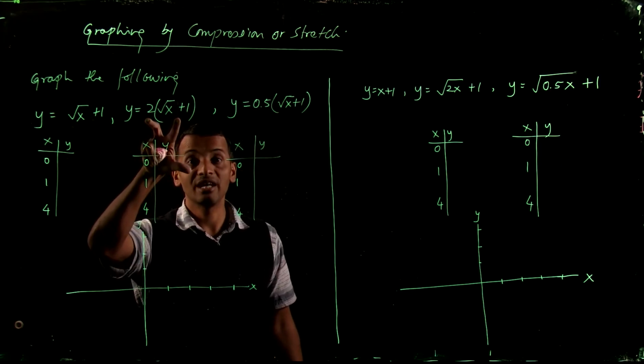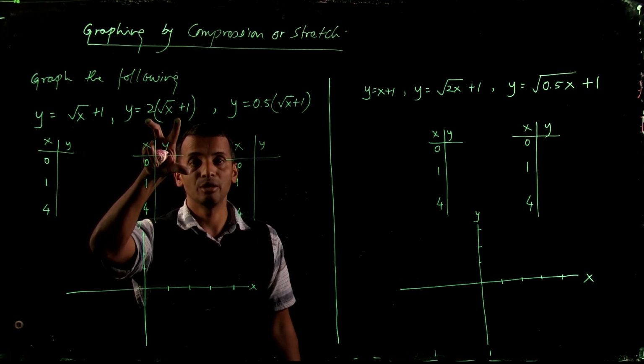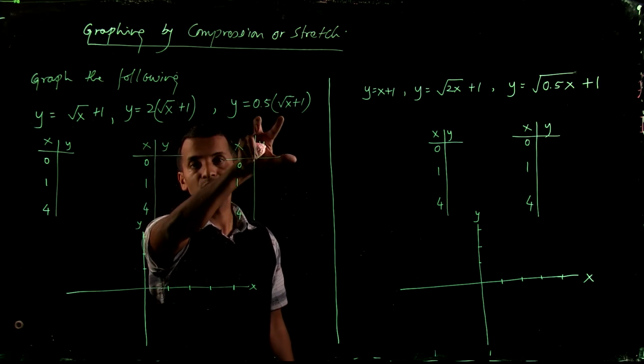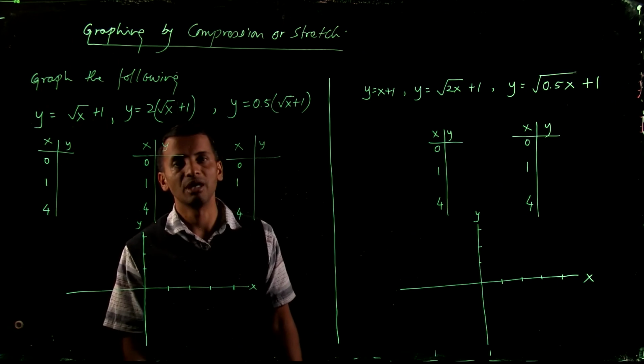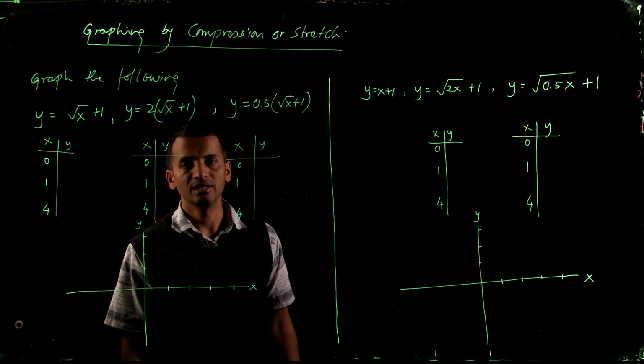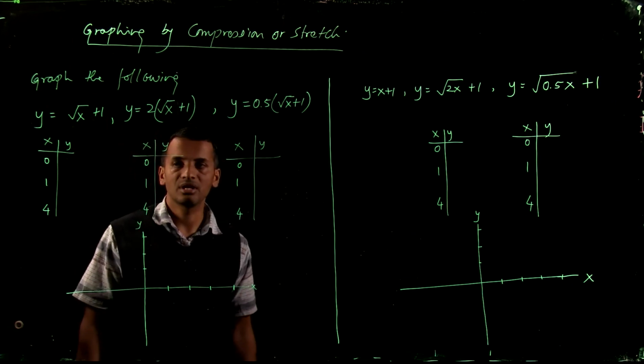So here you multiply everything on the right hand side by a number greater than 1, and in this one everything on the right hand side is multiplied by a number that is less than 1. So let's see how the graph looks.